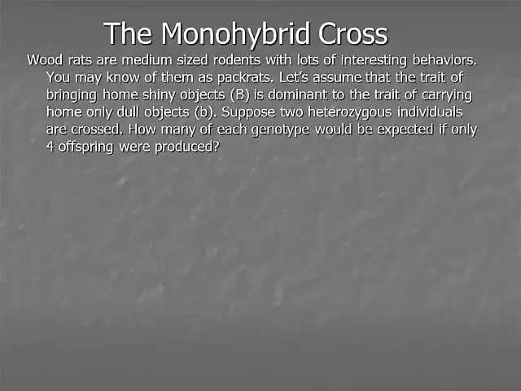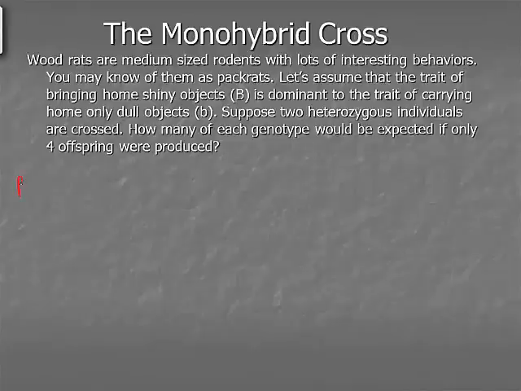Another example. Wood rats are medium-sized rodents with lots of interesting behaviors. You may know of them as pack rats. Let's assume that the trait of bringing home shiny objects, capital B, is dominant to the trait of carrying home only dull objects, lowercase b. Suppose two heterozygous individuals are crossed. How many of each genotype would be expected if only 4 offspring were produced?